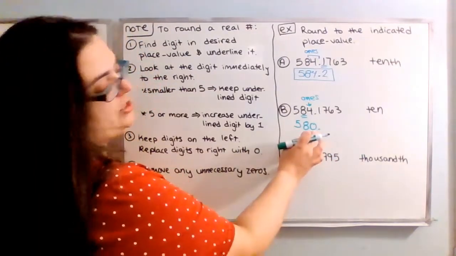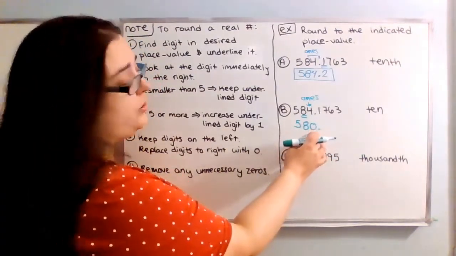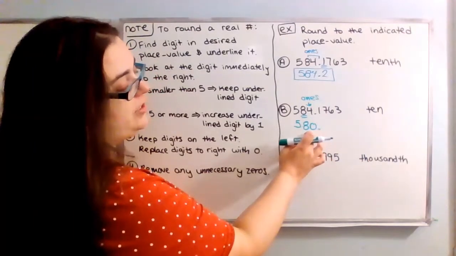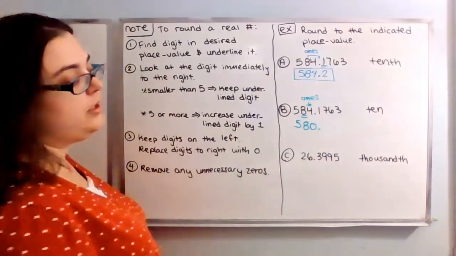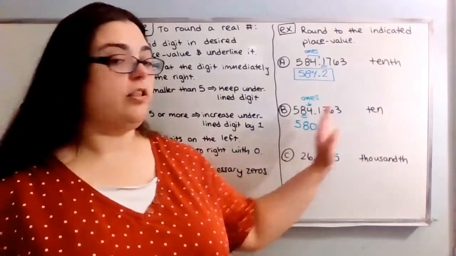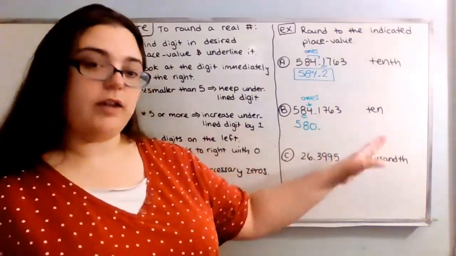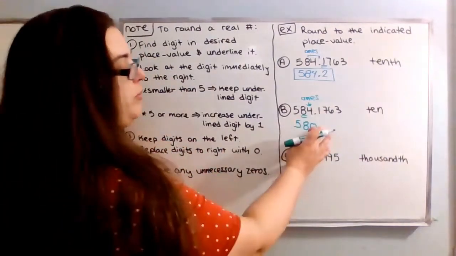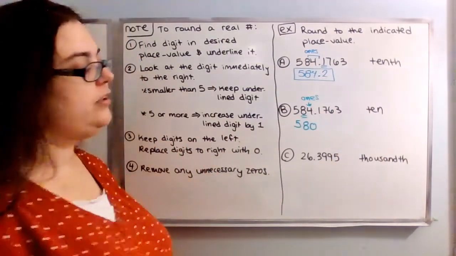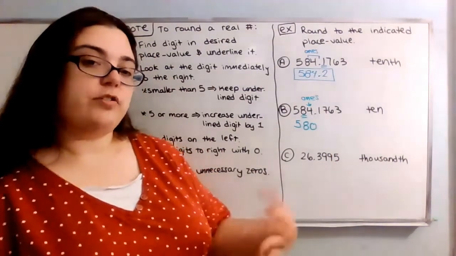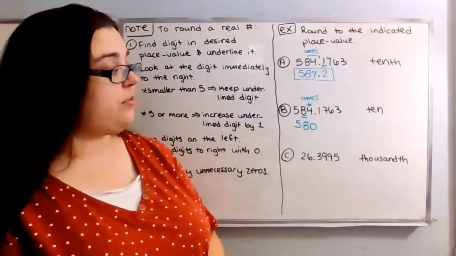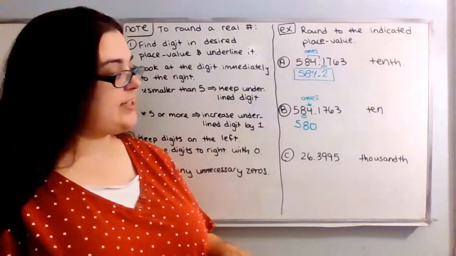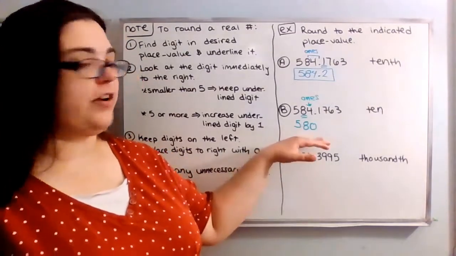Now the last digit on the right is a 0, but notice this 0 is to the left of the decimal point. So that means that 0 we need to keep. In fact, we've gotten rid of all of the digits that we had written to the right of the decimal point. So if you want to rewrite this as just 580, you can. So 584 and 1,763 10,000ths to the nearest 10 is going to be 580.